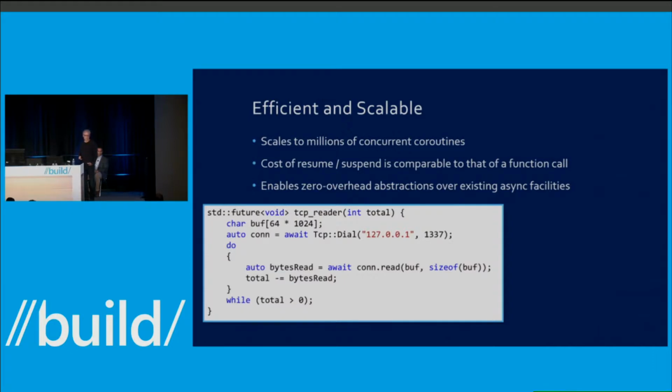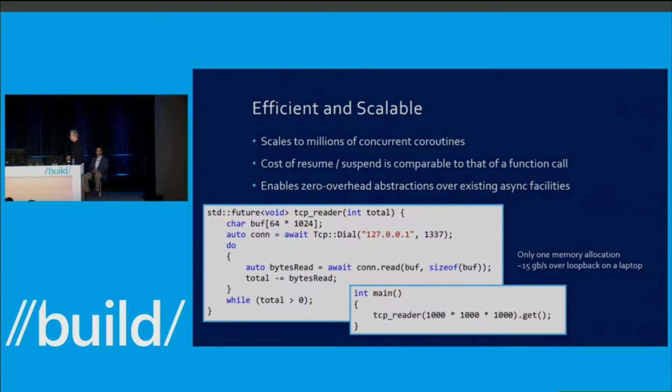And if you look, there's a TCP reader written with our await keyword. If you were to try to program this in C++ today with any of the constructs that we have, this would be about 10 times the amount of code. So what happens is that on this particular example, with a loopback, we actually were able to get about 15 gigabits per second. That's how quick this was.